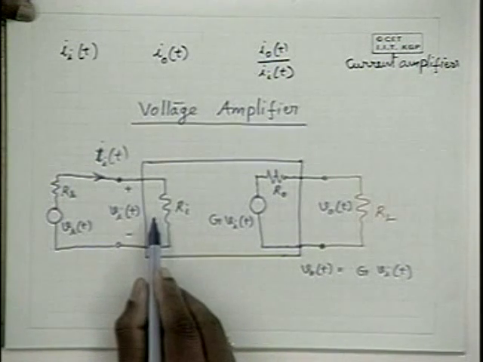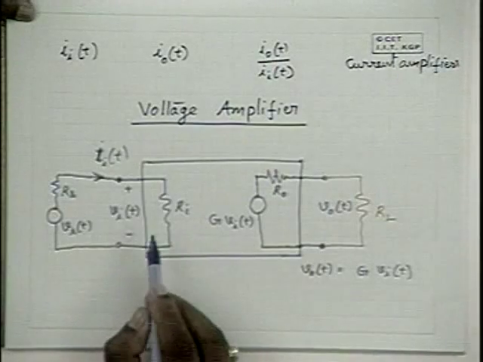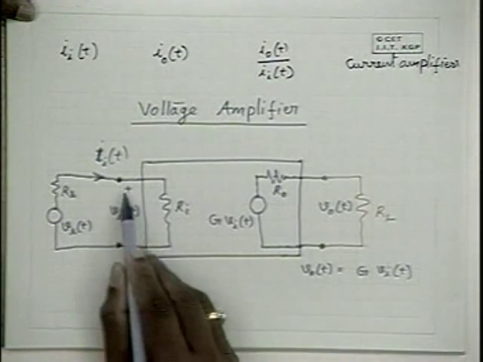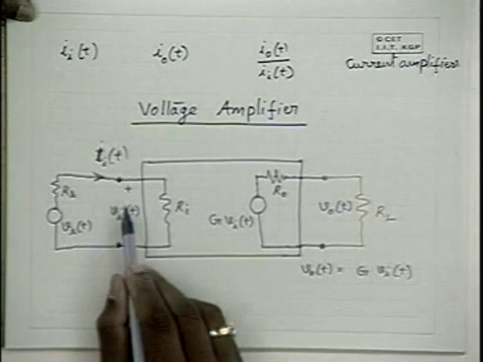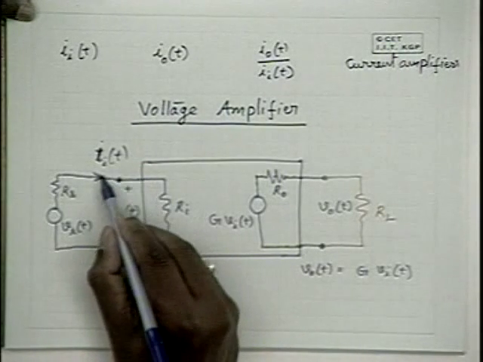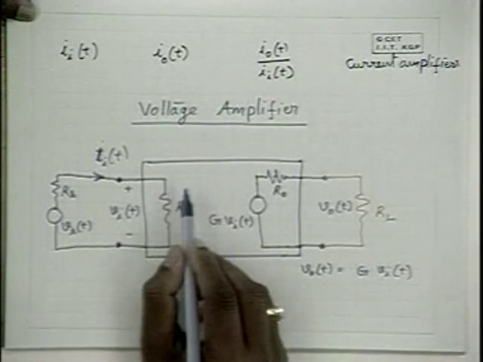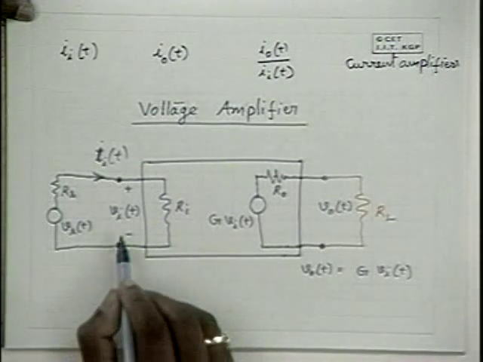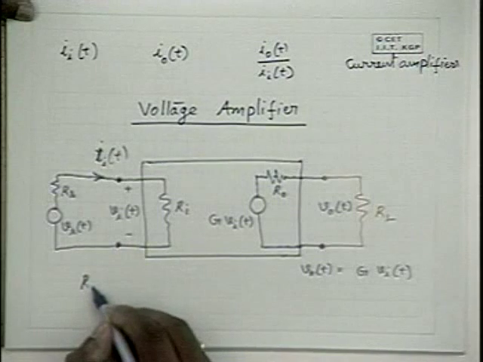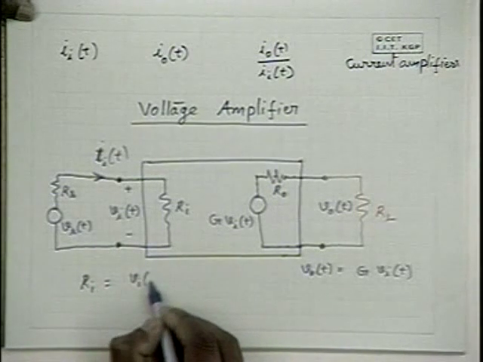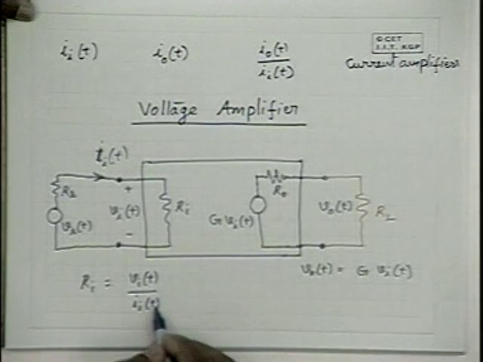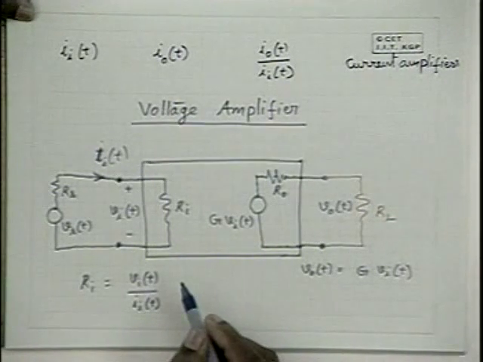Now what is Ri here? Ri is therefore the input impedance. How do you find it? If you apply some 1 volt signal at the input, or some VIT at the input, you observe some IIT as the current flowing inside, then Ri is VIT divided by IIT, the input voltage divided by the input current.